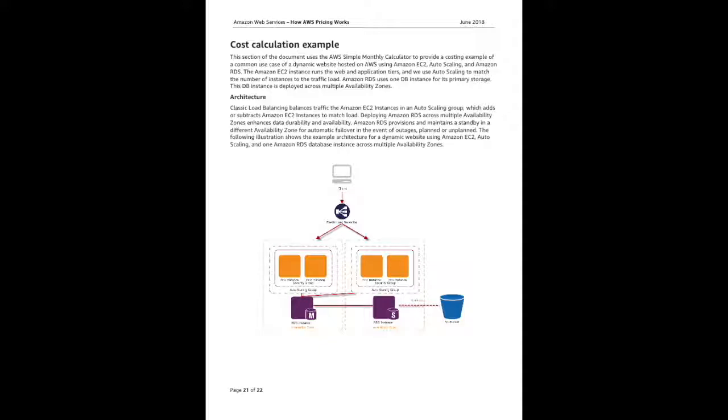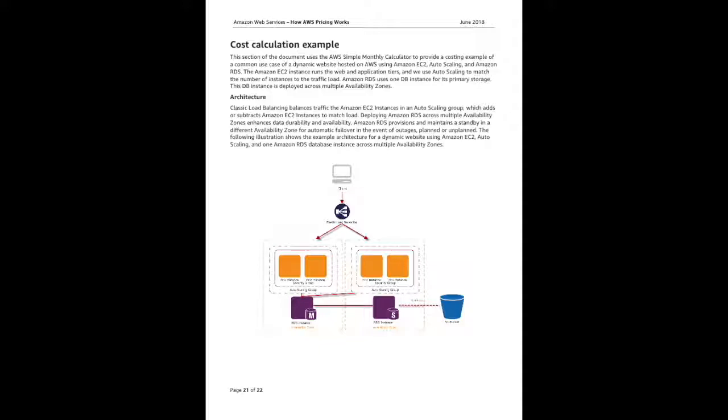Page 20 of 22. Amazon Web Services. How AWS pricing works. June 2018. Cost calculation example. This section of the document uses the AWS Simple Monthly Calculator to provide a costing example of a common use case of a dynamic website hosted on AWS using Amazon EC2, auto-scaling, and Amazon RDS. The Amazon EC2 instance runs the web and application tiers, and we use auto-scaling to match the number of instances to the traffic load. Amazon RDS uses 1 DB instance for its primary storage. This DB instance is deployed across multiple availability zones.